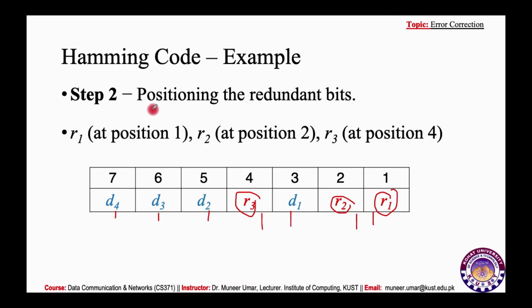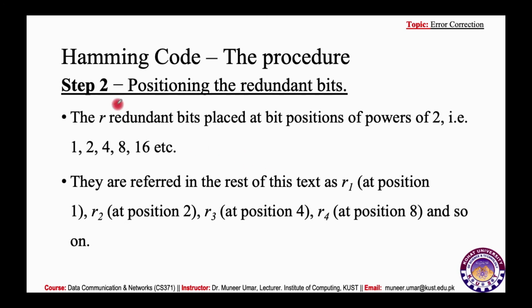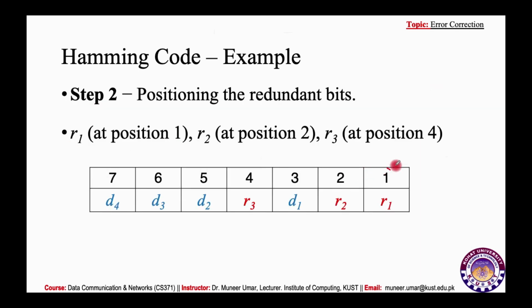The next step is positioning the redundant bits. Here we are giving positions to R1, R2 and R3. If you look into step number 2, the positions for the bits are powers of 2. So the positions should be 1, then 2, 4, 8, 16, 32, 64, 128, and so on. Here the positions are 1, 2, 4, according to this example, or according to the provided 4 bits. If we have a larger number, then R4 should be here at 8 and R5 should be at 16.